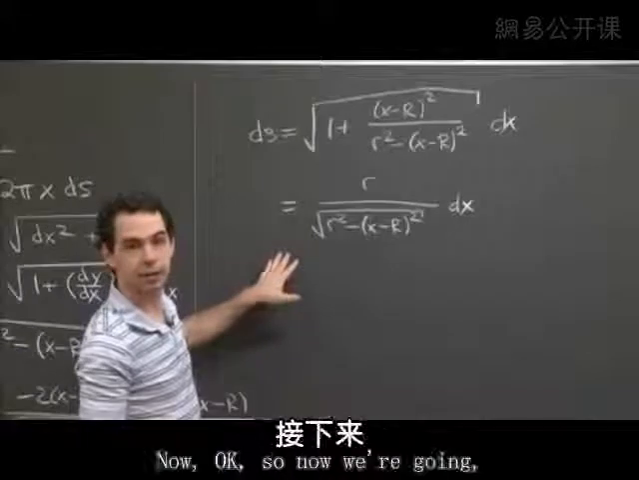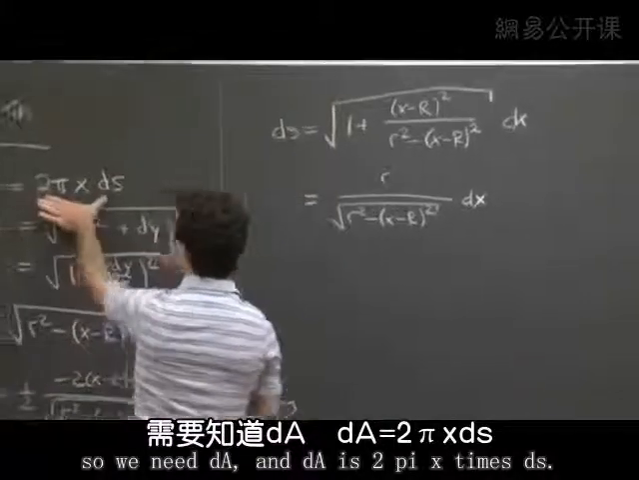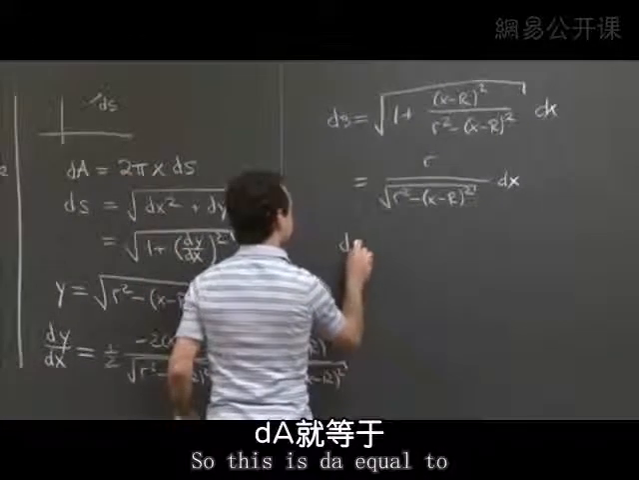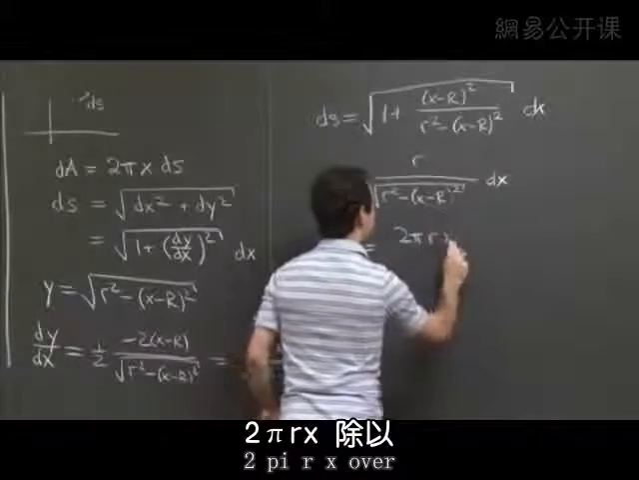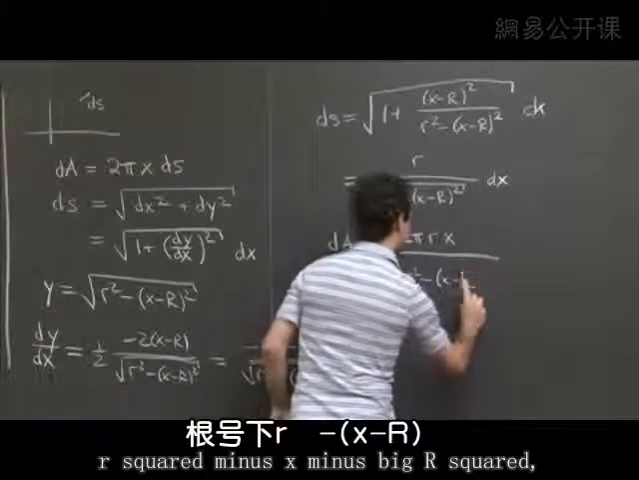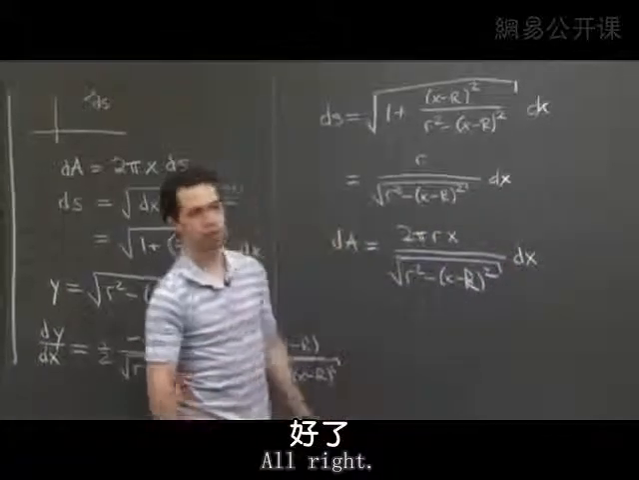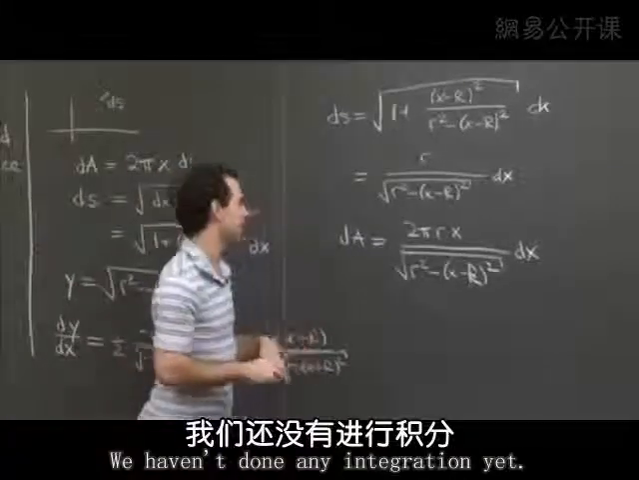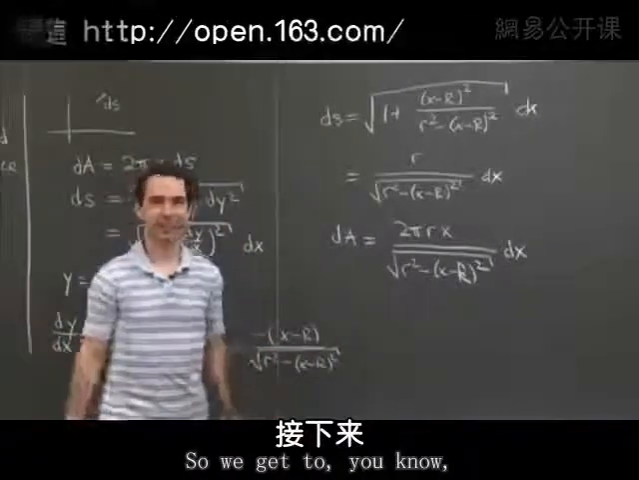So this is ds. Now we want to compute surface area, so we need dA, and dA is 2 pi x times ds. That's easy to write down now that I've got ds. So this is dA equal to 2 pi r x over the square root of r squared minus x minus big R squared, dx. Whew. All right, this is dA. We haven't done any calculus actually. Oh, I guess we took a derivative somewhere. We haven't done any integration yet. Now, to compute the surface area, we just integrate this. So we get to the calculus step of this problem.